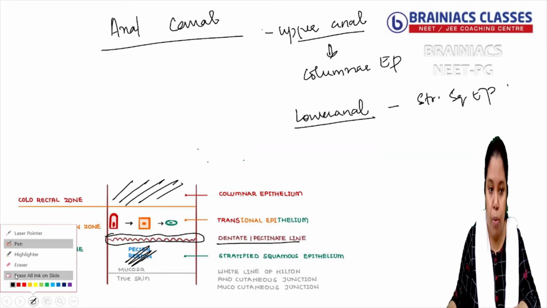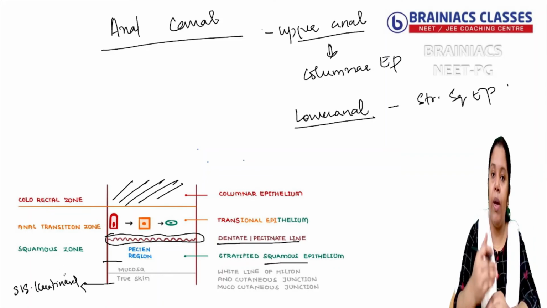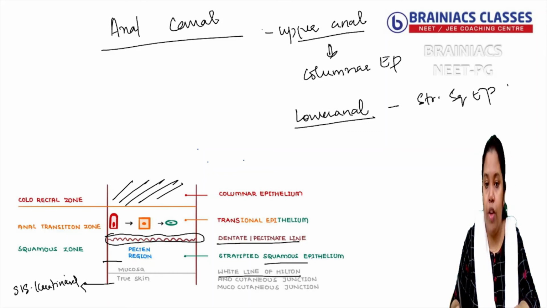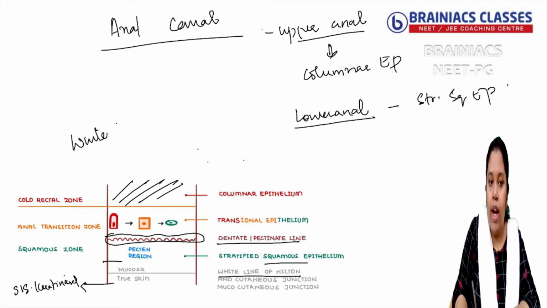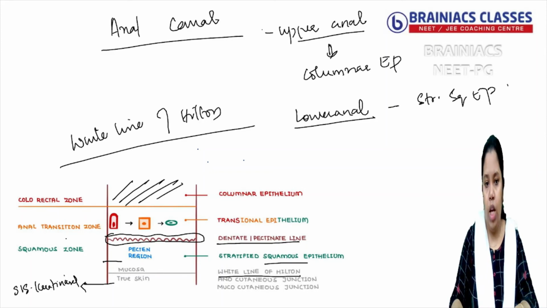Okay, there is one more line which will separate the lower distal part of the anus into two halves. Above that line you will have stratified squamous epithelium, and below that line you will have stratified squamous keratinized epithelium. One is non-keratinized and the other is keratinized. The line that separates the non-keratinized from the keratinized epithelium is called the white line of Hilton, or the mucocutaneous line. In this transitional epithelium we have discussed, there is a high chance of metaplasia.